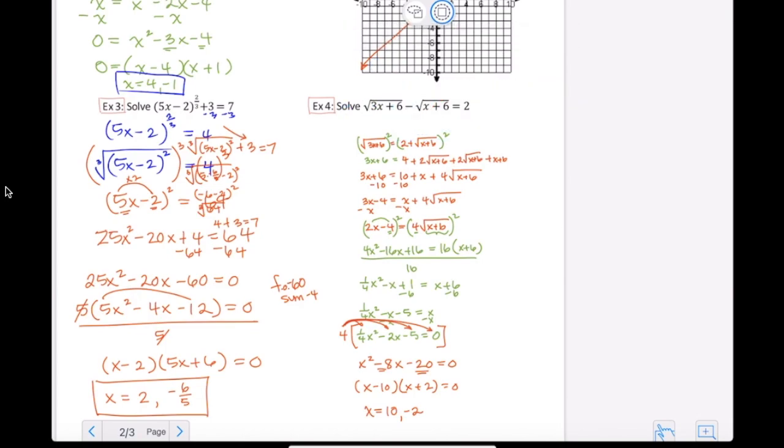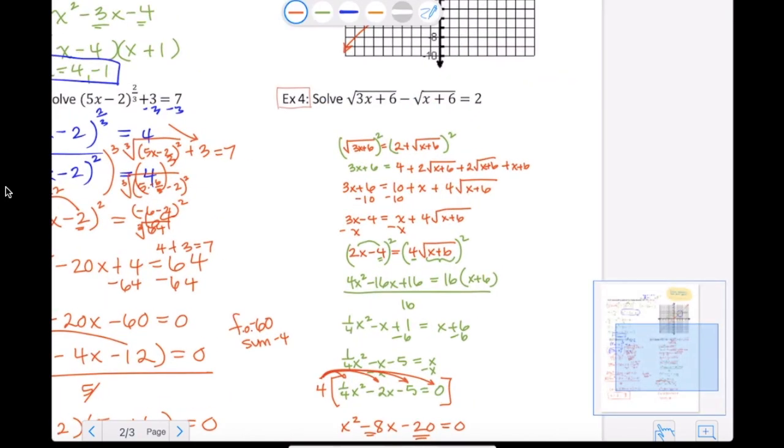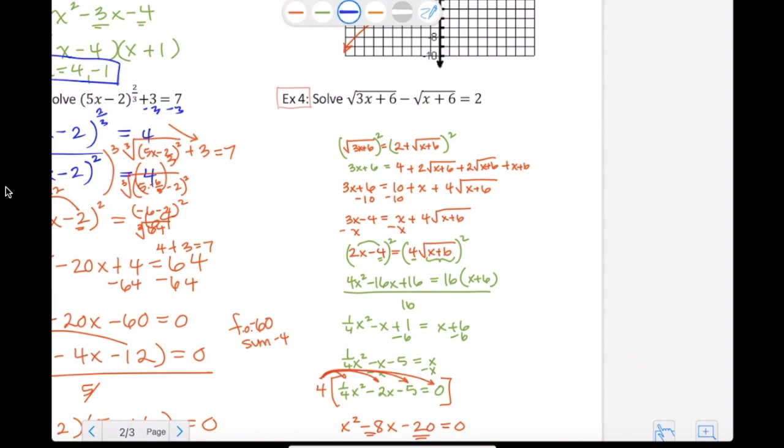So I'm going to go ahead and clean this up a little. And we're going to plug in a 10 first. So we have 3 times 10. So that's 30. 30 plus 6 is 36, and the square root of 36 is 6. And then for x plus 6, we're going to plug in a 10. We'll get 16. The square root of 16 is 4. And then 6 minus 4 is 2. So we like that one.